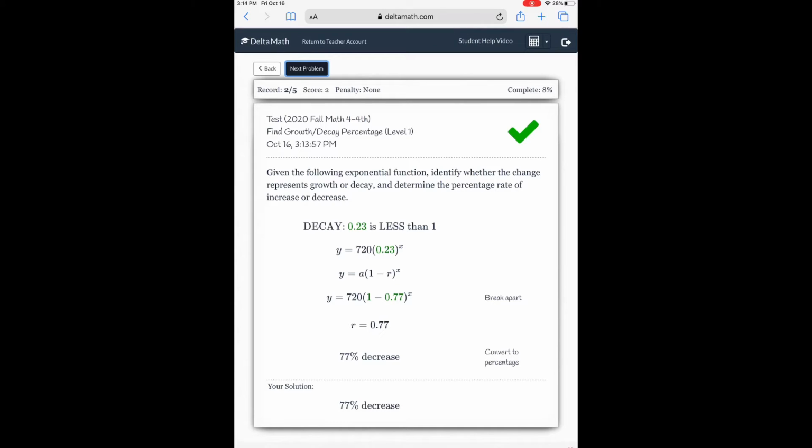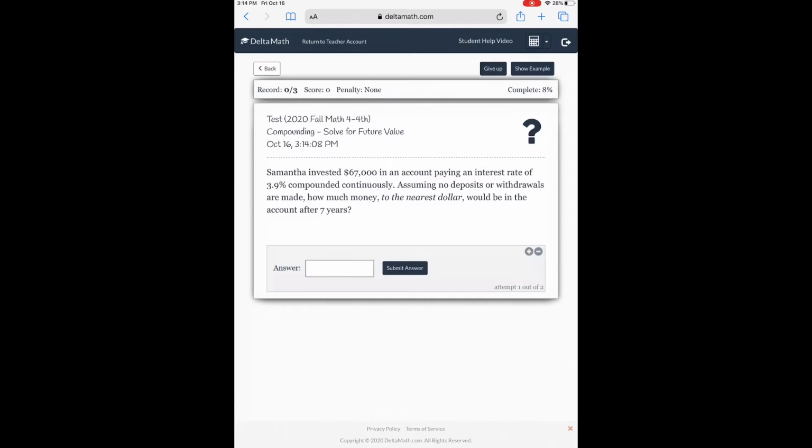Okay, so hopefully that helps with the growth or decay. When you're looking at the growth or decay, you look at the base and you figure out how much it is above 1 for growth, and you figure out how much it's below 1 for decay. All right, so my next section, compounding.